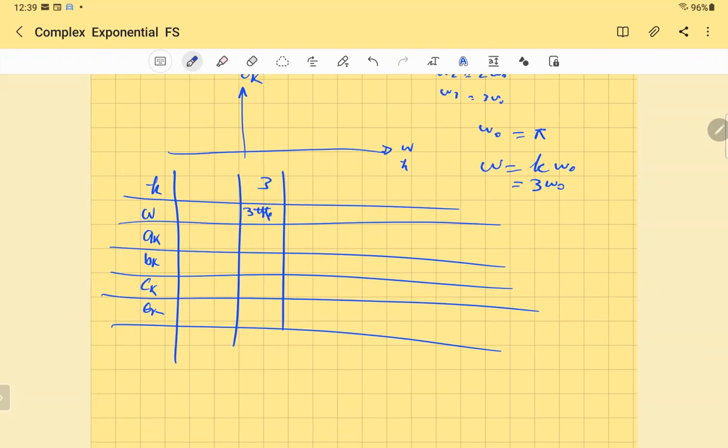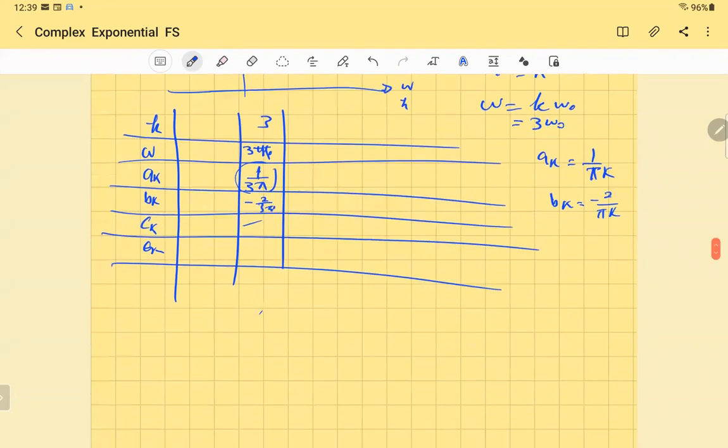Now we find Ak. Let's say Ak is given as 1 over pi k, and Bk is equal to minus 2 over pi k. If you are working with 3, you put 1 over 3 pi for Ak, and Bk would be minus 2 over 3 pi. You got Ak and Bk. You have the equation square root of Ak squared plus Bk squared, so Ck is equal to the square root of (1 over 3 pi) squared plus (negative 2 over 3 pi) squared. You got the value, put it there.